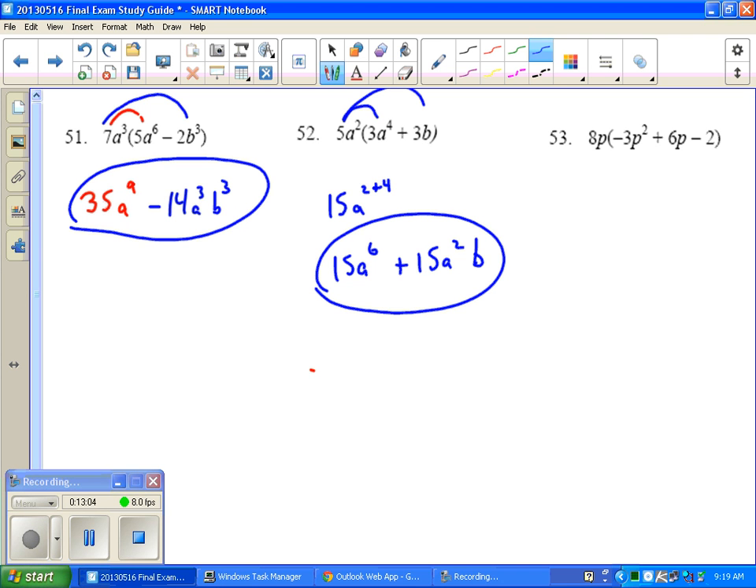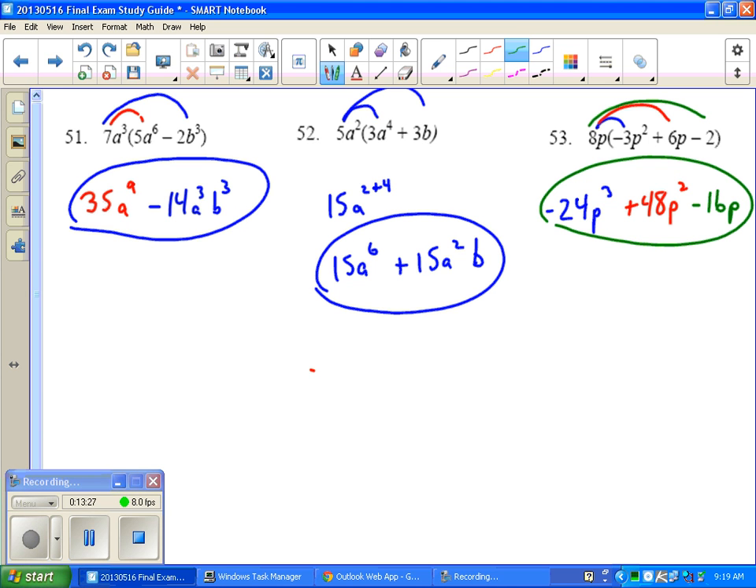Do the same thing with 8p. 8p times negative 3p squared. 8 times negative 3 is negative 24. P to the 1 plus 2 becomes p to the third. 8p times 6p. 8 times 6 is plus 48. P to the 1 plus 1 becomes p squared. And 8p times negative 2 is negative 16p. A lot of terms up there.